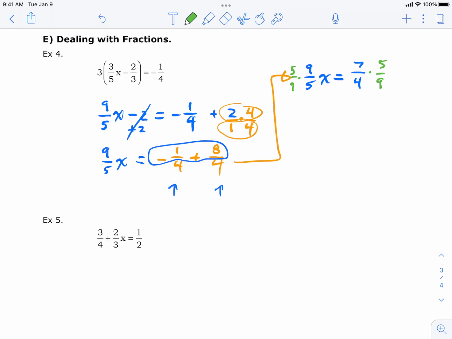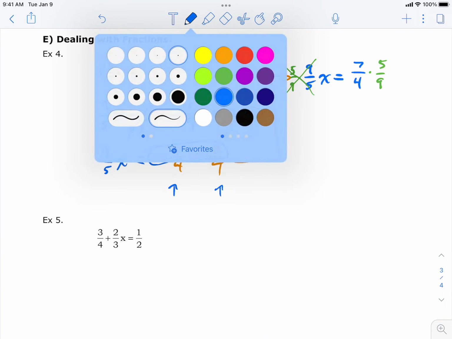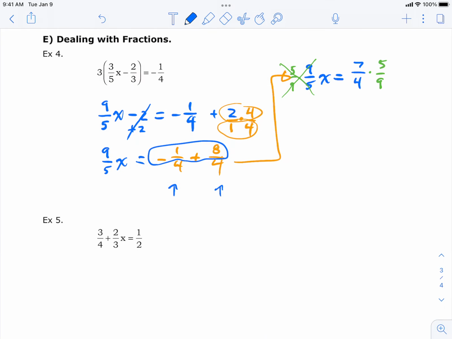Because the whole idea is basically we want the 9/5 to cancel away. Well, if you multiply by 5/9, cross-canceling, the 9s will cancel, the 5s will cancel. That's what I was saying over here, remember, that when you're multiplying fractions, you should cross-cancel first. So I set myself up to cross-cancel a bunch of stuff. And so the 5s cancel, the 9s cancel.